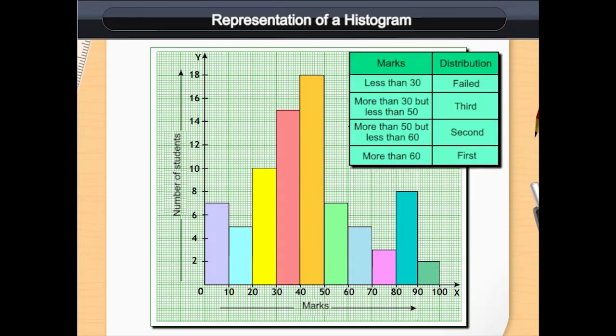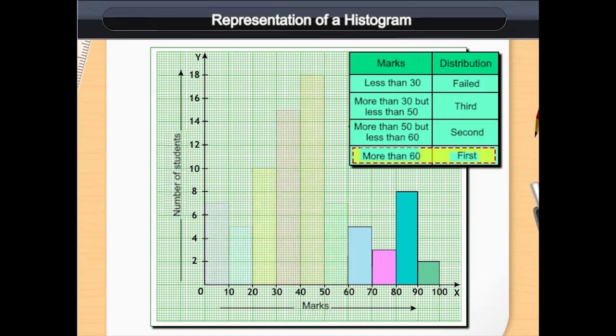Look at the given table. This shows how the groups are formed. If you have obtained less than 30 marks, then you are categorized as fail. If you have obtained above 30 but less than 50, then you have got the third division. If you have obtained more than 50 but less than 60, you have got the second division. And if you have obtained more than 60 marks, then you have got the first division.